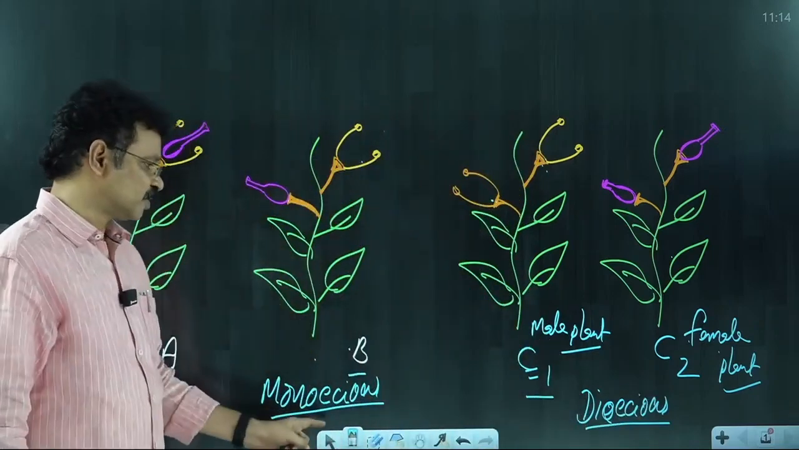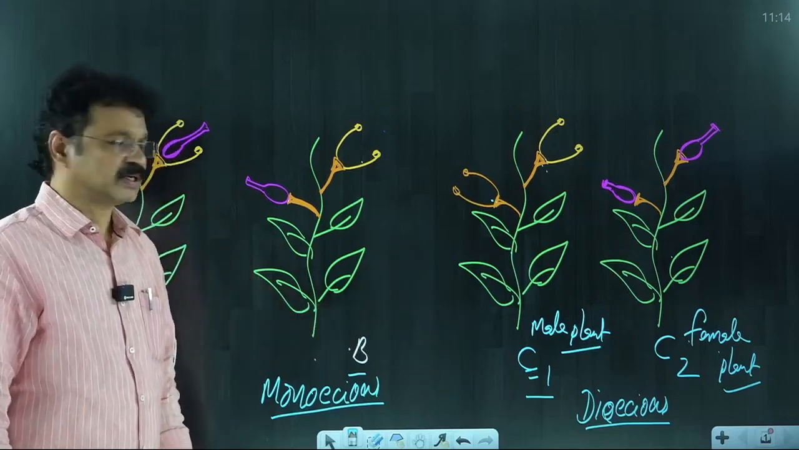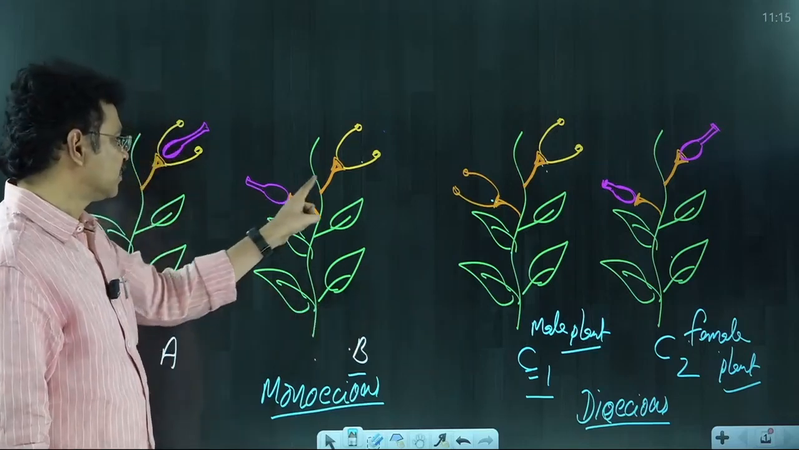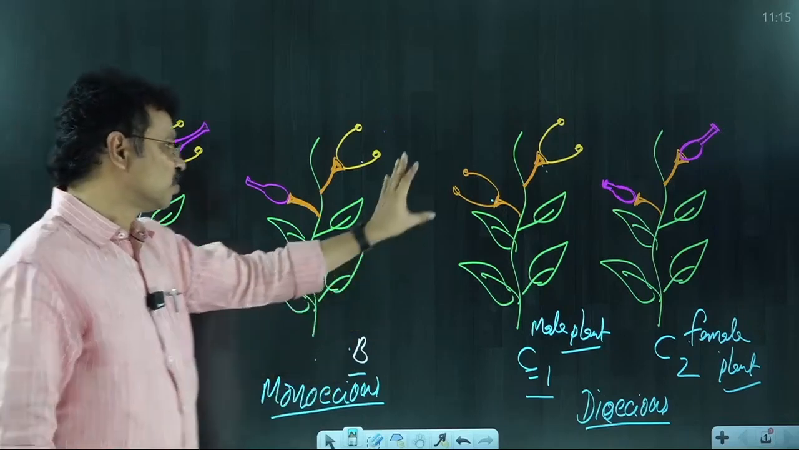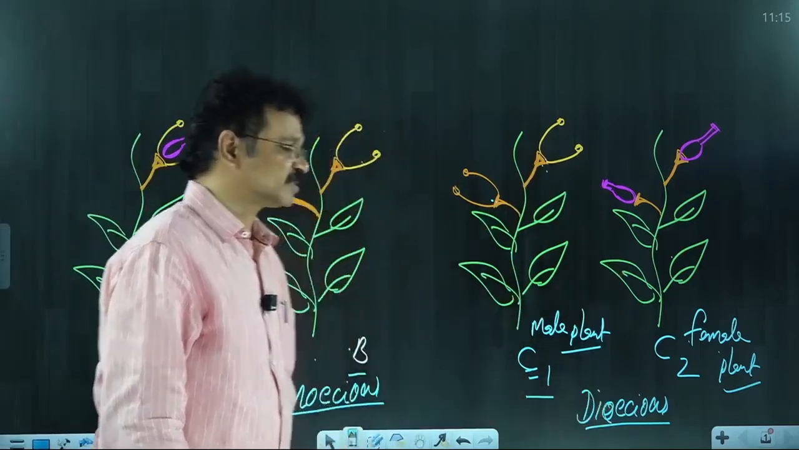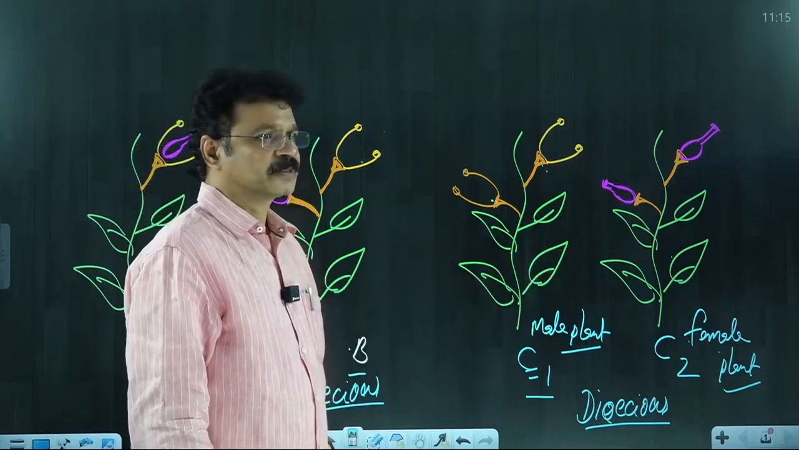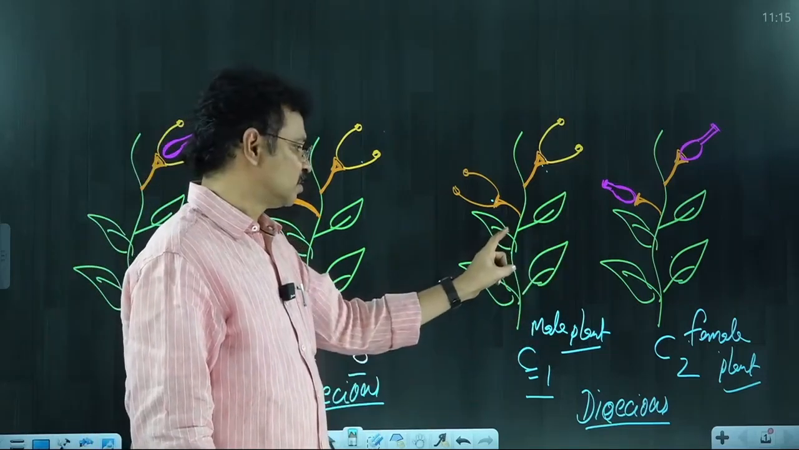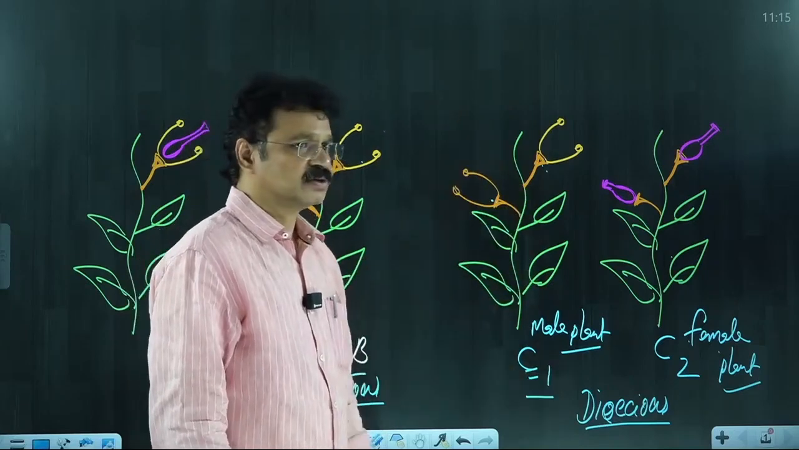B is an example for monoecious. C1, C2 are an example for dioecious plants. Both male flowers and female flowers present on the same plant, that is the meaning of monoecious. Only male or only female flowers are there, that is the dioecious. Papaya plant is an example, male and female separate. And palm trees are also a very good example for dioecious plants.